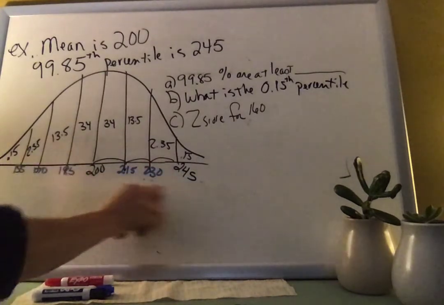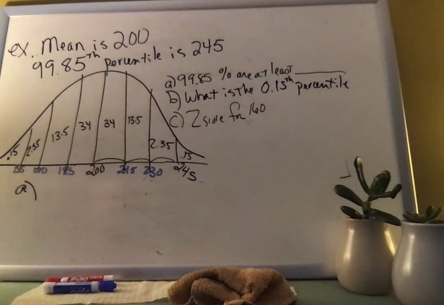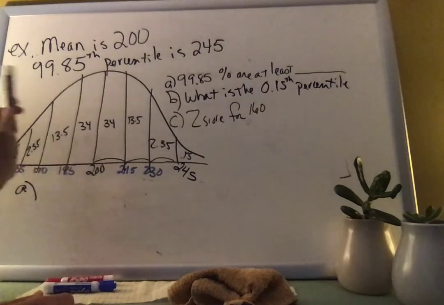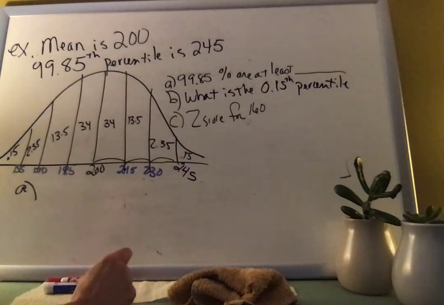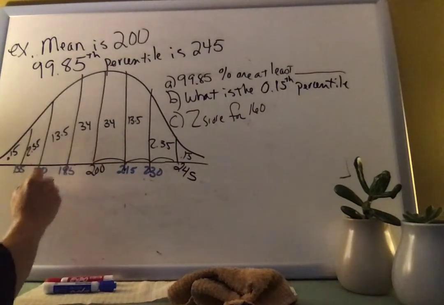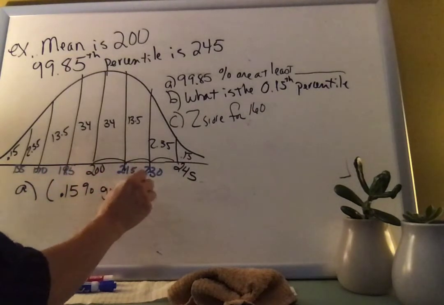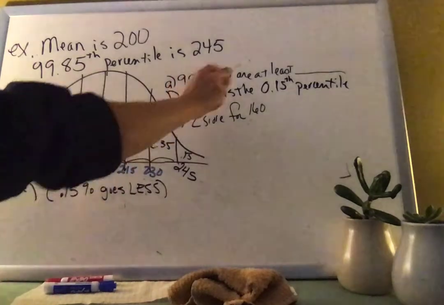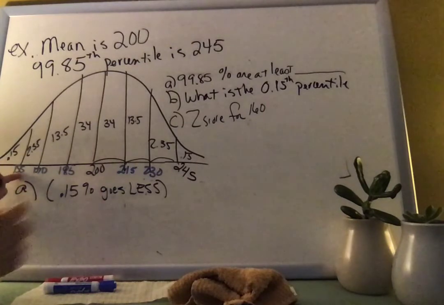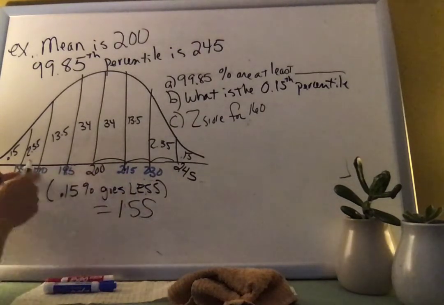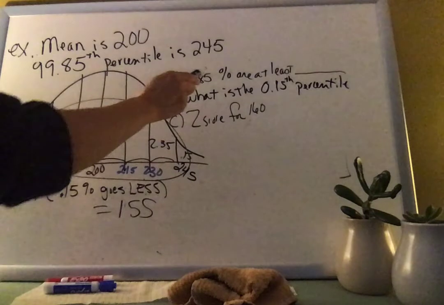All right, let's see if you got them right. So part A, 99.85% are at least. I have to find the boundary that has 99.85% going bigger. That's an awful lot. It's probably easier to think about 0.15% going less, right? 99.85% goes bigger is the same thing as 0.15% goes less. Okay, I can immediately see that the answer is 155. Yes, all of this is 99.85%, and that's what it asked for.